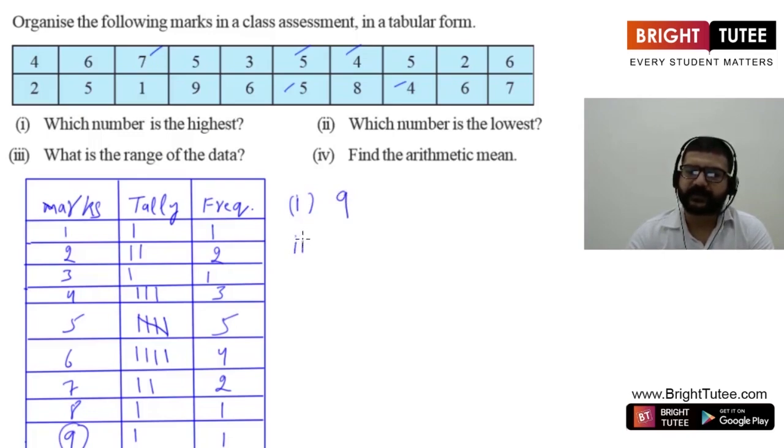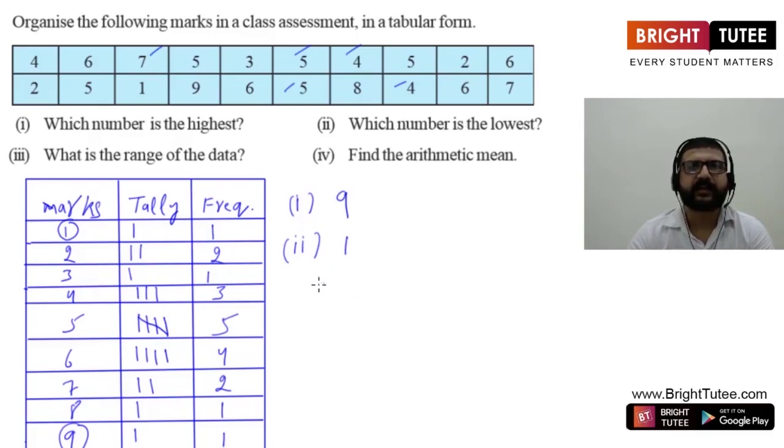Now what will be the answer for the second question, which number is the lowest? What do you think from the data? Which number is the lowest? As we can see from the table, it is 1. So 1 will be the answer for the second question.